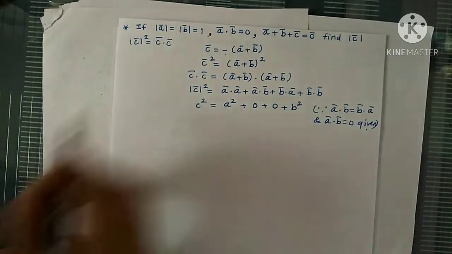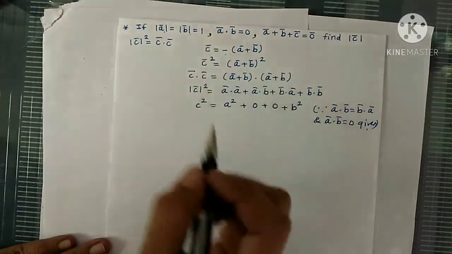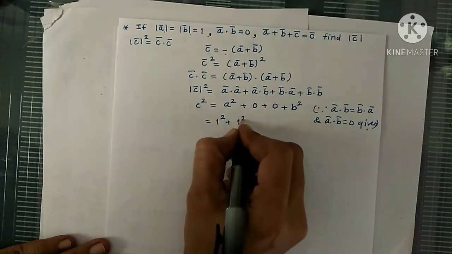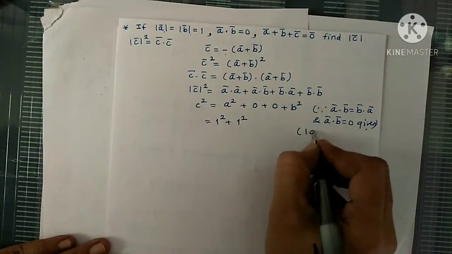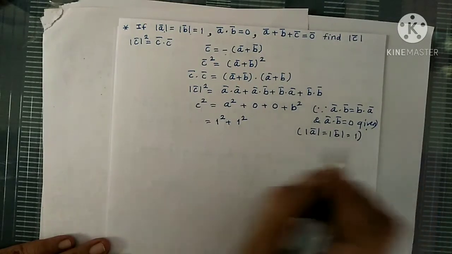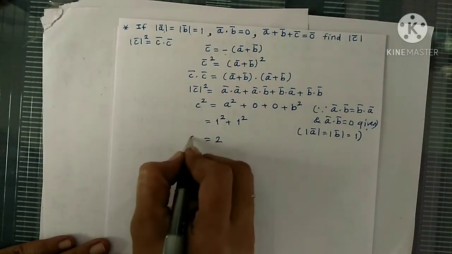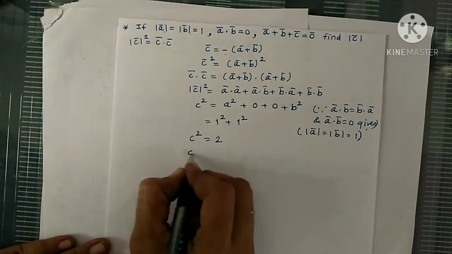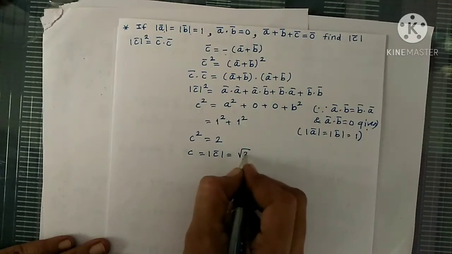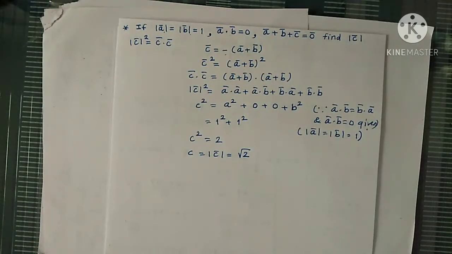Now one more thing is given, modulus of a bar and modulus of b bar is 1. So a square, that is 1 square, and b square, that is also 1 square. The reason here is modulus of a bar equals modulus of b bar equals 1. So c square equals 2. Therefore c, that is modulus of c bar, is root 2. As it is a modulus, we only have to take the positive square root. So that's why modulus of c bar is root 2.